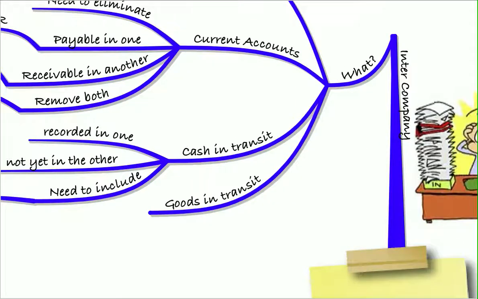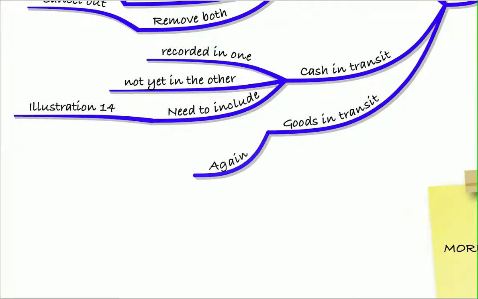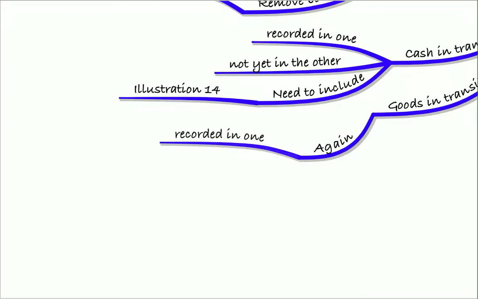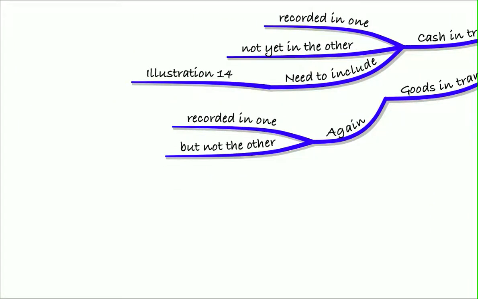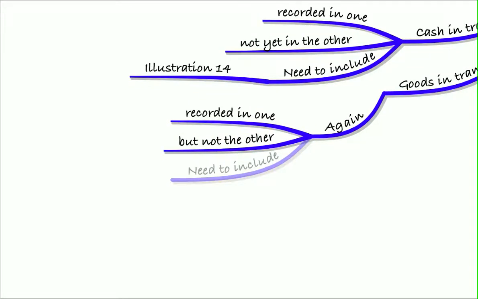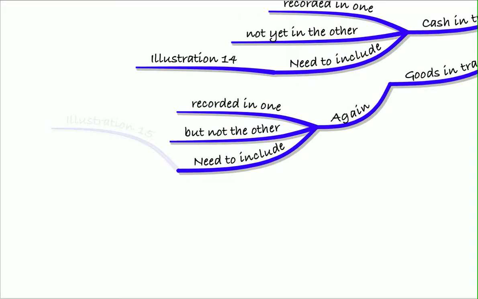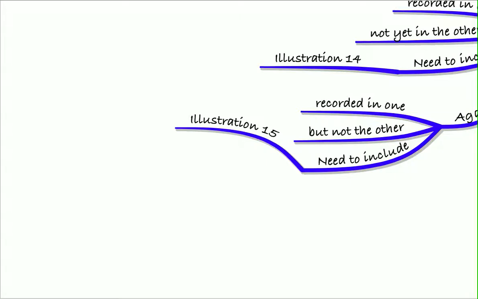Goods in transit is the same thing. We have goods that have been included in one, but not yet in the other. So they've been sent from one entity to the other. They've been recorded as going out of one entity, but haven't yet been received by the other one. Well, again, we need to include those. So we did that in illustration 15.